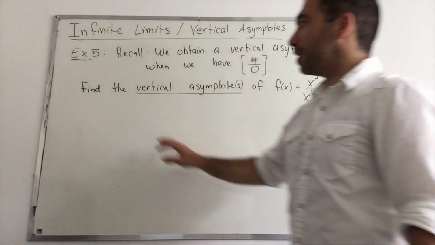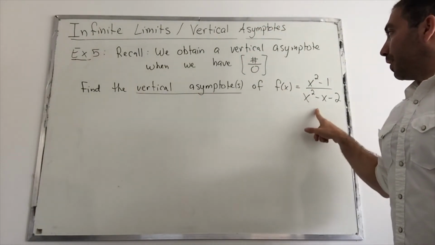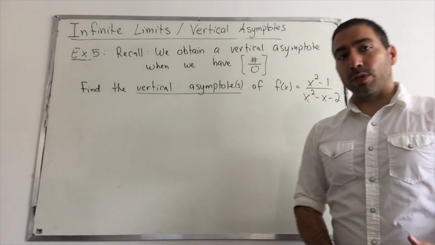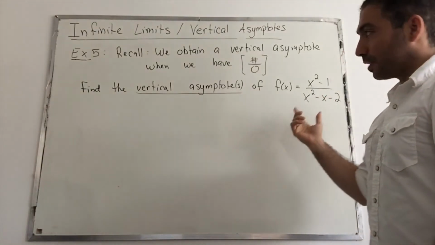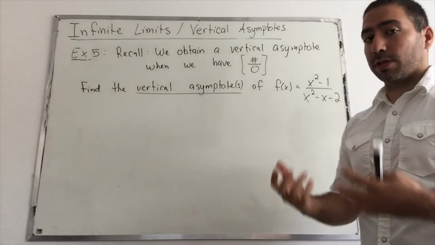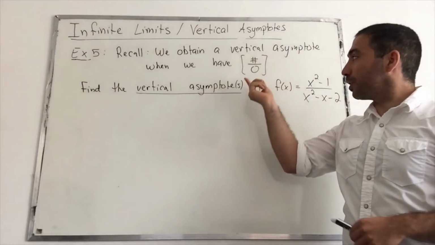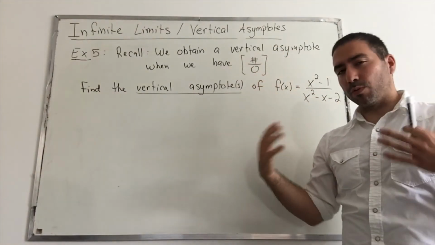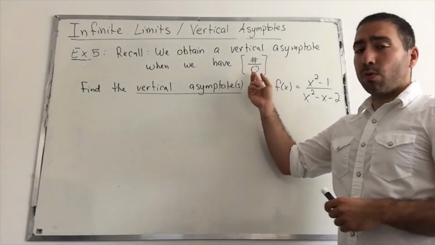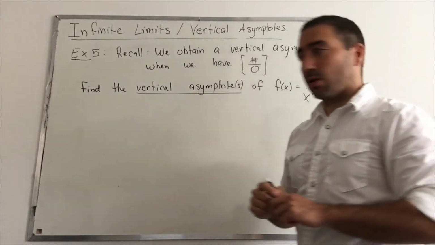Okay, so the question here is asking us to find the vertical asymptote of this function here, f of x equals x squared minus 1 over x squared minus x minus 2. What's different about this example is they don't give us the limit. So we have to figure out where the vertical asymptotes can occur. Keeping in mind that it's a number divided by 0, this is just one way of doing it, it's not the only way. I think it's the easiest. You want to know when the denominator is equal to 0. So that's our goal.